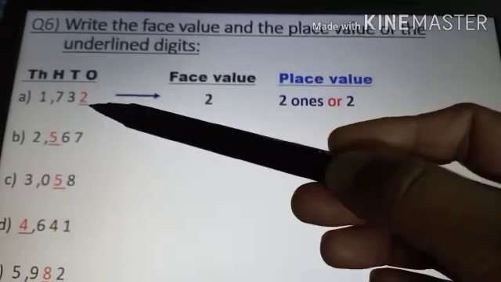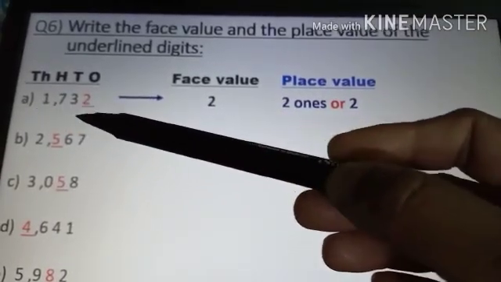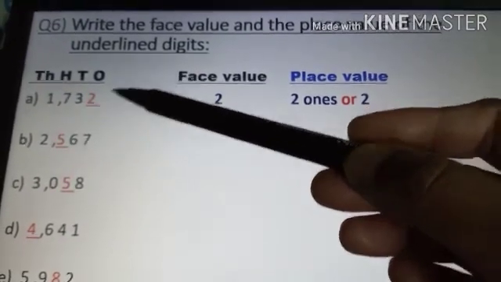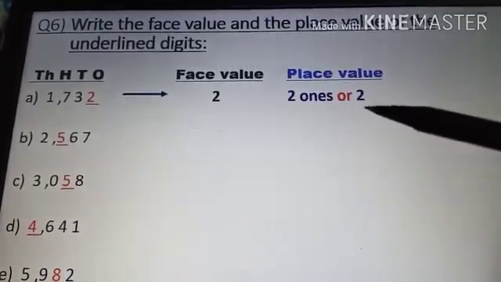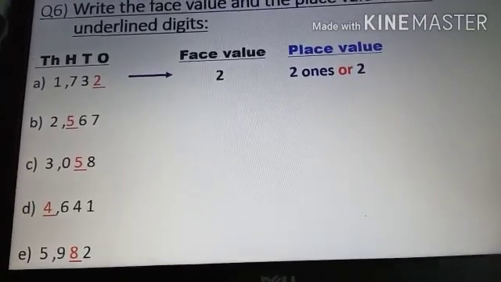But here, to get the place value, we will read the place value chart. So 2 is placed at what position? Ones, tens, hundreds, thousands. Tell me, 2 is at what position? It is placed at ones place. See? So we are writing 2 ones or 2. Now in the same way we will solve the rest of the questions, children.